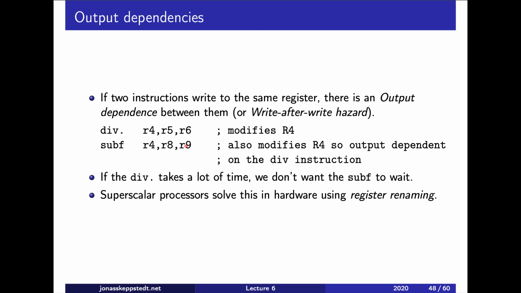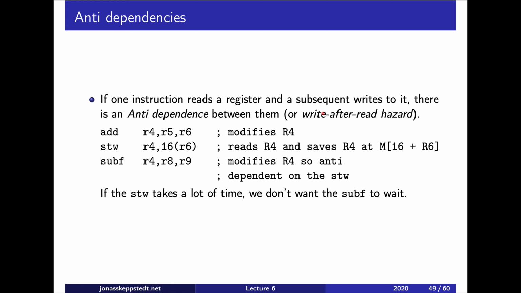Okay, if both instructions write to the same register or memory location, we say it's an output dependence or write after write hazard. And an anti-dependence is an instruction such as this store, which reads R4 and then a subsequent instruction overwrites R4. So these two should not execute in the opposite order. I mean, we must store the value R4 that came from here.